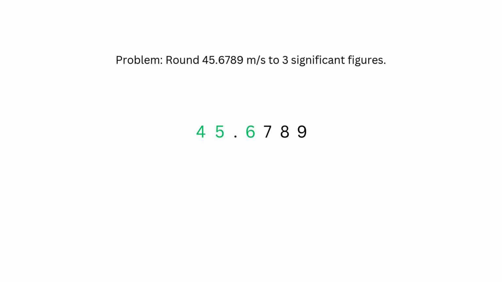Now, let's apply what we've learned with a real example. Problem. Round 45.6789 meters per second to 3 significant figures. Step 1. Identify the first 3 significant figures.